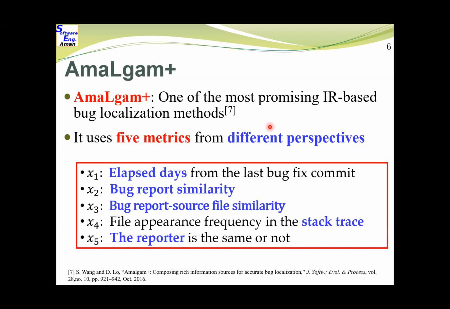Amalgam Plus is one of the most promising IR-based bug localization methods in recent years, and it uses 5 metrics from different perspectives. This list shows the 5 metrics of Amalgam Plus and their perspectives. X1 is elapsed days from the last bug fix commit. X2 is bug report similarity. X3 is bug report source file similarity. X4 is file appearance frequency in the stack trace. And X5 is whether the reporter is the same or not.